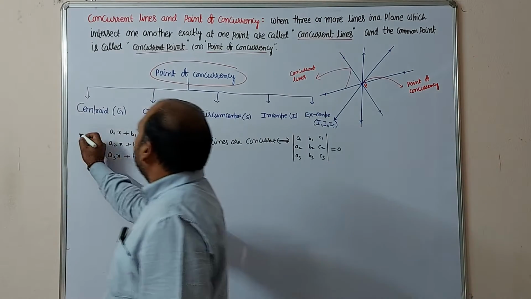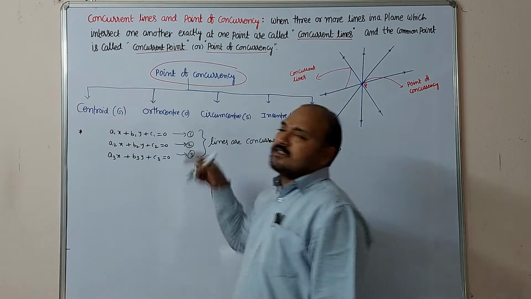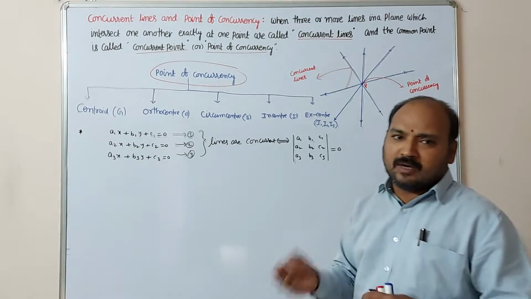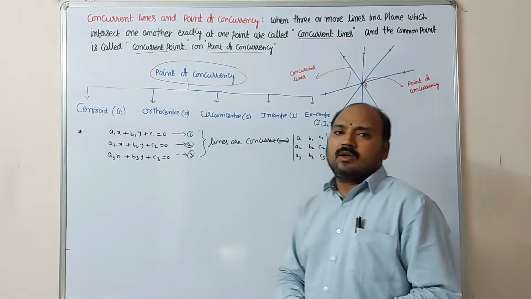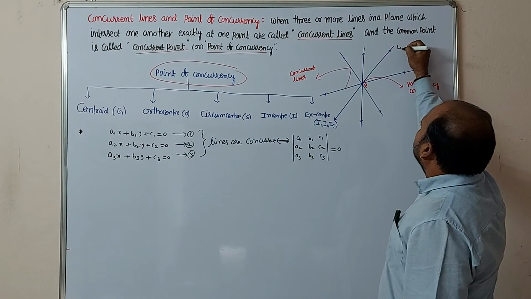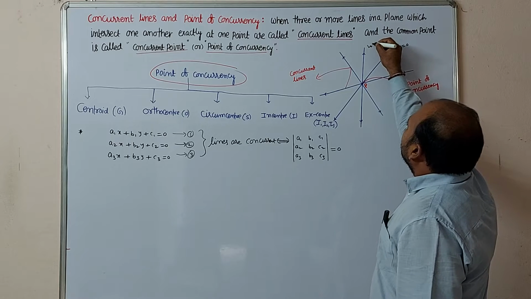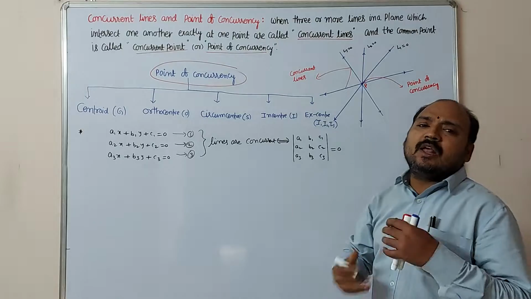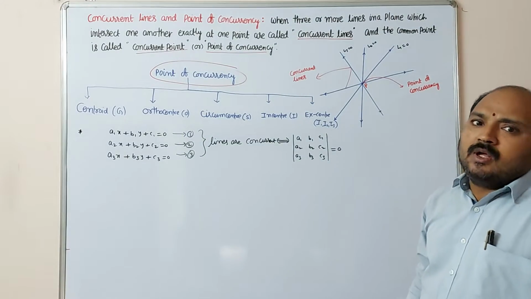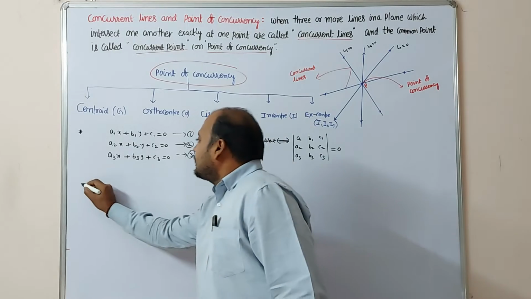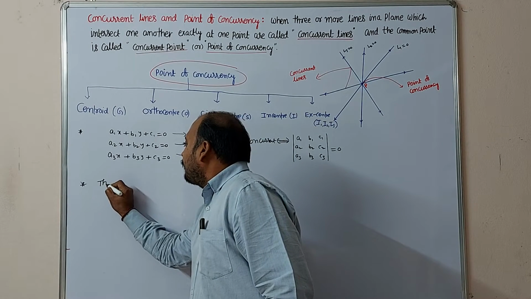Moreover, the point of concurrency means concurrent lines. How to represent a family of concurrent lines, that also will come. Just a little concept. Among these lines, one line I am taking as L1 equal to 0, L2 equal to 0, L3 equal to 0, like this and so on. How many lines are there? You can write, the family of straight lines can be represented as the family of concurrent lines.